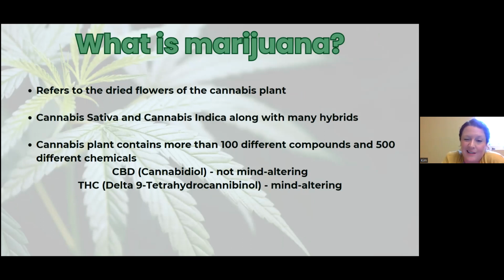But the cannabis plant contains more than 100 different compounds and 500 different chemicals that they have identified. As with anything else, I think it's going to really depend on how the plant is grown and what other things are added to it as it's grown, which could increase the number of chemicals you might be able to detect. When we talk about compounds, though, we look at two very specifically: CBD, which is not mind altering, and THC, which is the mind altering substance that gives you that high.